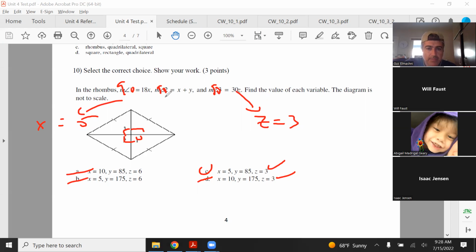And then this one, just for grins and giggles, if you're curious, like, okay, what's going on with this one? You don't need it, now you know the answer C, but if you want to solve for Y, go ahead. 5 plus Y, Y is 85.